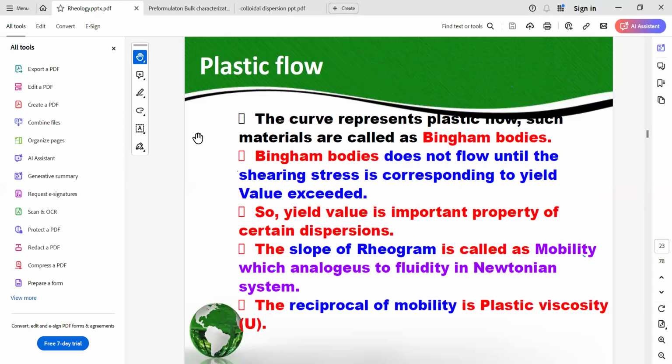These are the examples which I am talking about: the Bingham bodies, and also the reciprocal of the plastic viscosity, that is mobility. As we have discussed the yield value, also note down that a flocculated suspension will also show plastic flow. The deflocculated suspension will show dilatant flow.